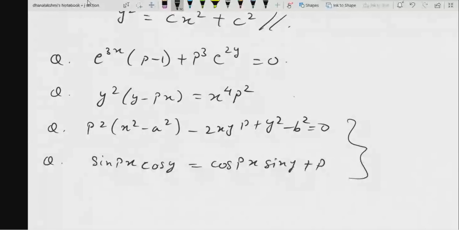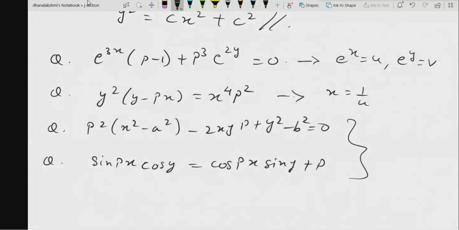So for the first one, I am giving a hint here. You can substitute e to the power x is equal to u and e to the power y is equal to v. For the second one, can you guess? x I will substitute as 1 by u and y I will substitute as 1 by v. These substitutions can be used. For the last two, substitutions are not required. Here you have y square. Now write everything on the other side and try to write them in Clairaut's form, the last two questions.